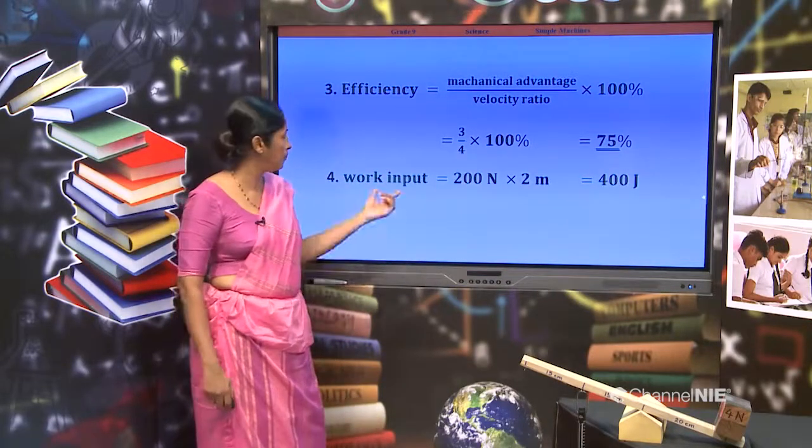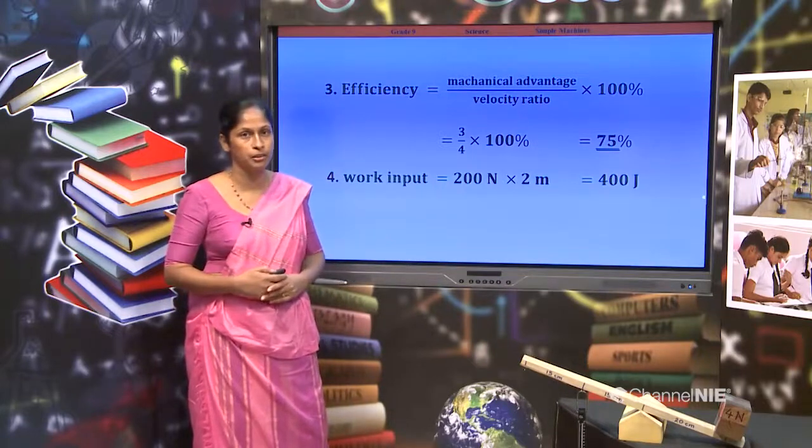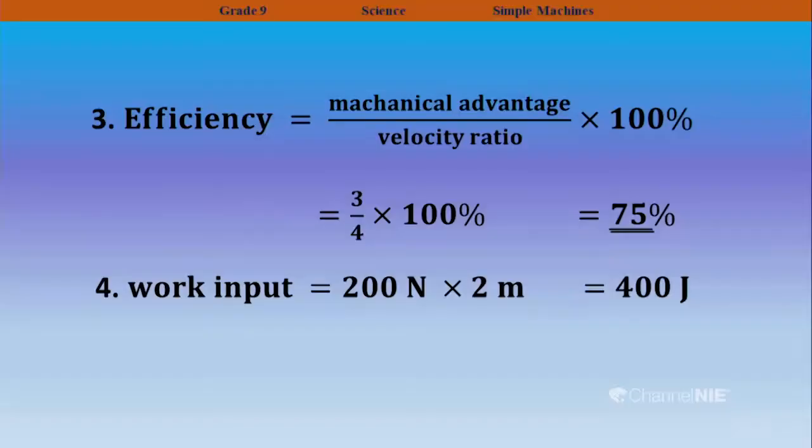Last one, work input. Remember what work input is? Work done on the machine: force exerted on the machine, multiplied by displacement moved by the effort, that is 400.